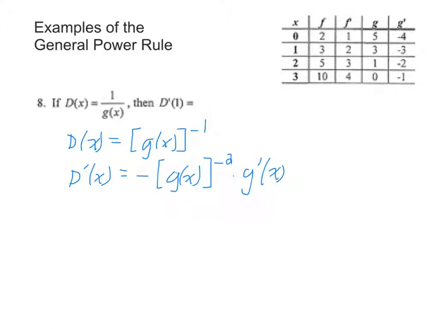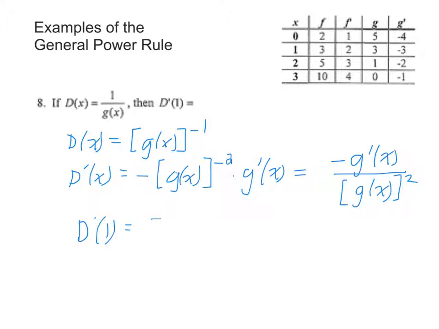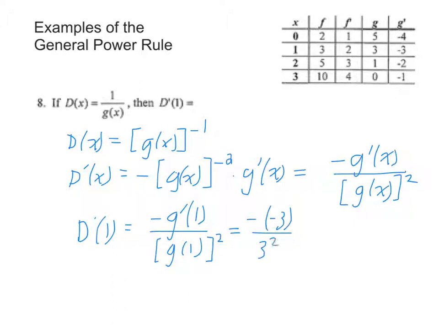Since I have to evaluate this with numbers, I'm going to clean it up and make it simplified by putting g of x squared in the denominator. The point that I'm working with here is 1. So I'll have negative g prime of 1 in the numerator, all over g of 1 squared in the denominator. Those values are in the chart. So this one is equivalent to 1/3. Again, this is the general power rule.